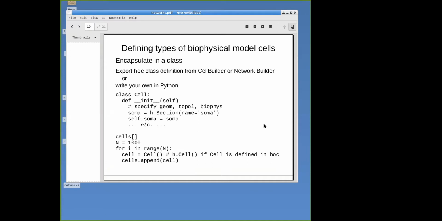So to recapitulate here, defining types of biophysical model cells, these are going to be encapsulated in a class. Either you've exported a Hoc class definition from the cell builder or the network builder, or you've written your own in Python. A short excerpt. Refer back to Robert's excellent examples and slides. And when it comes time to creating them, you're going to create a list. Very straightforward. And here we now, at this point, have 1,000 instances of the cell class, okay, uppercase Cell class.